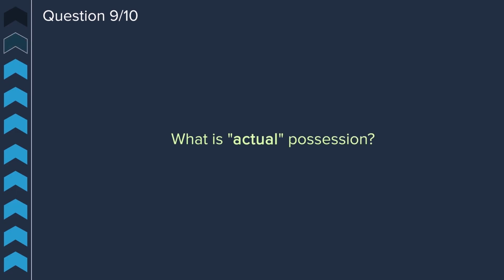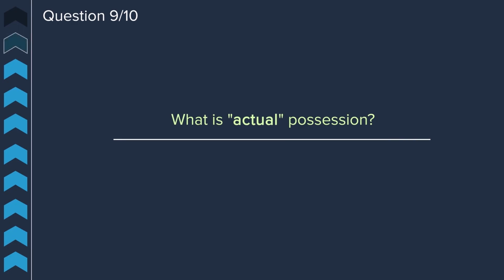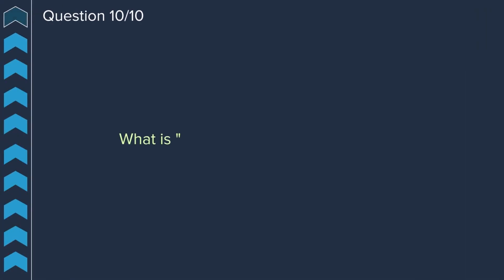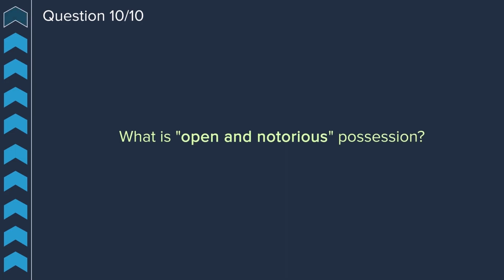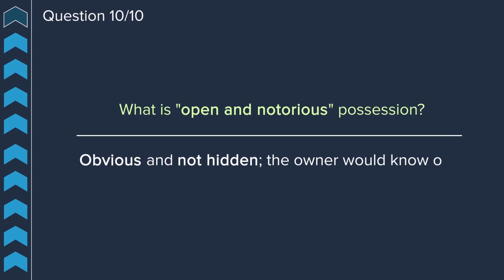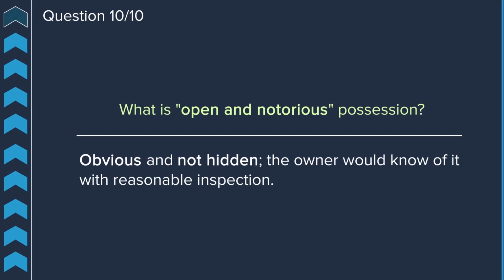Question 9. What is actual possession? Actual possession is actual physical possession of the property. Question 10. What is open and notorious possession? Open and notorious possession is possession that is obvious and not hidden. In other words, the owner would know of it with reasonable inspection.